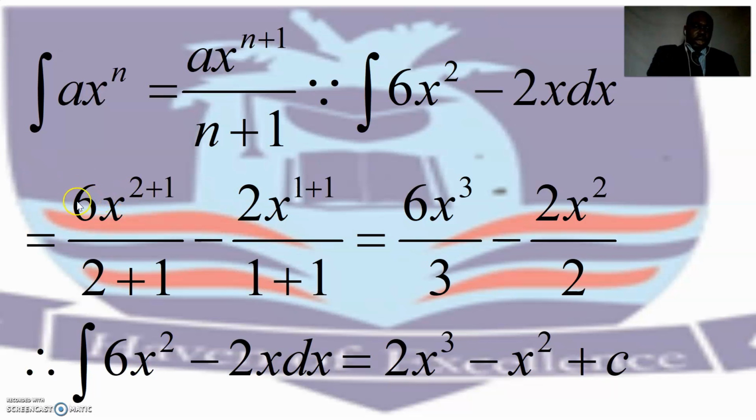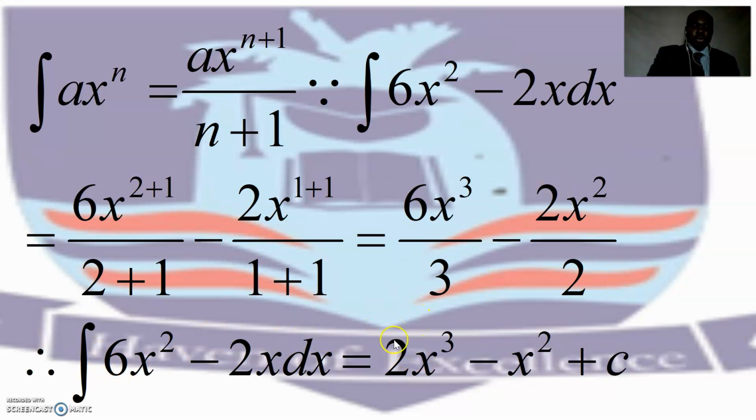So now going to our main integration, here we have 6x to the power 2 plus 1, all over 2 plus 1. And the coefficient of the power of x here is going to be 1. So we have 2x to the power 1 plus 1, all over 1 plus 1, maintaining this minus sign. So we have 6x cubed over 3 minus 2x squared over 2. Of course, 6 will be divided by 3 and 2 divided by 2.